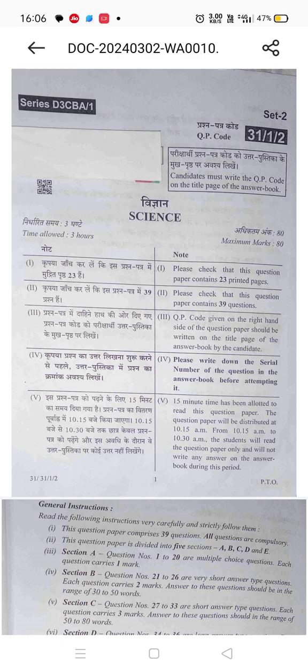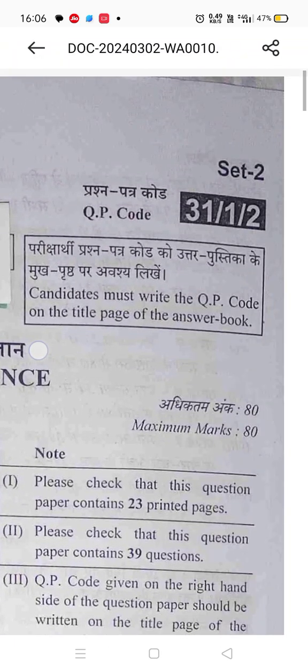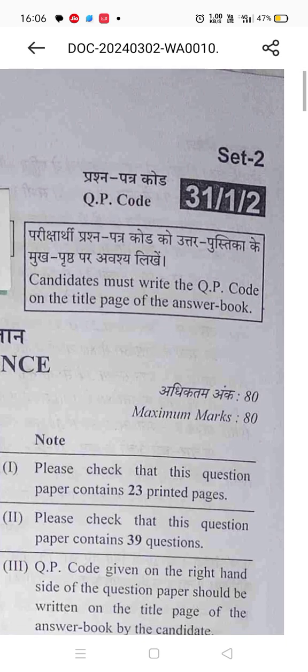Today we are going to discuss the science paper which was held today on 2nd March 2024. Set number 2, 31/1/2.